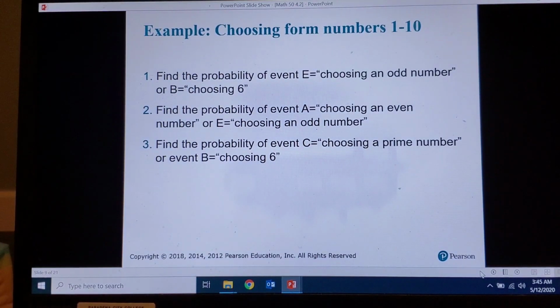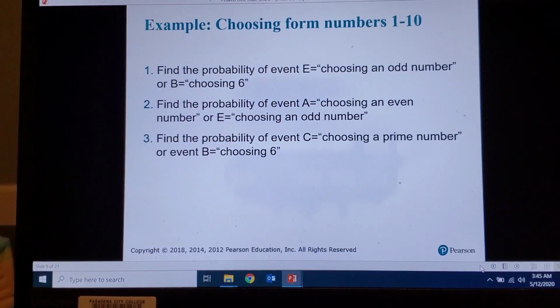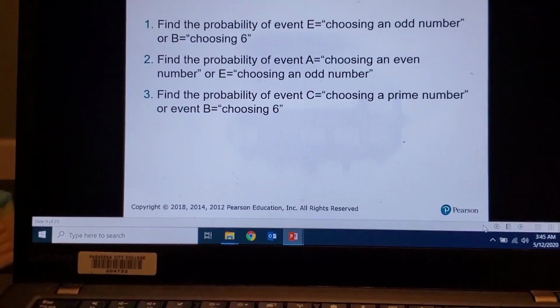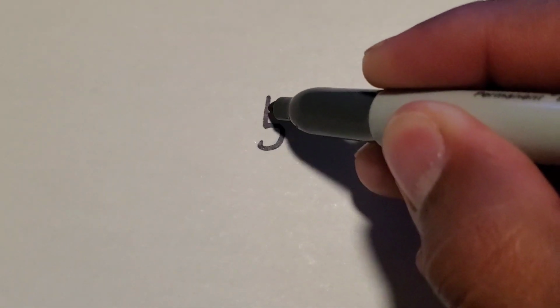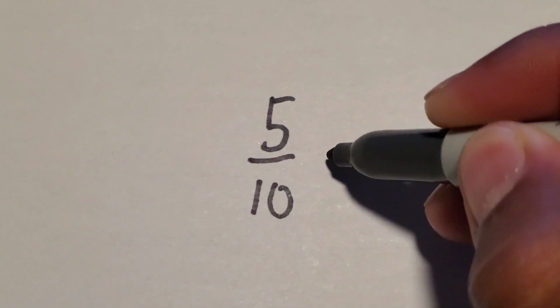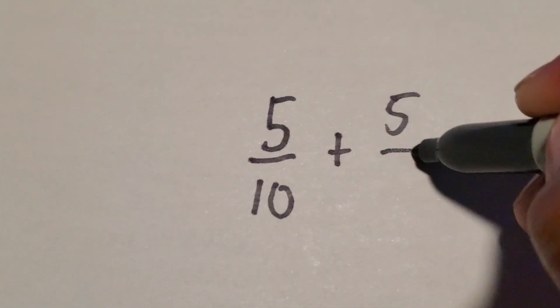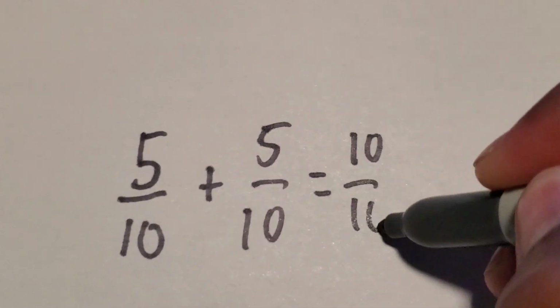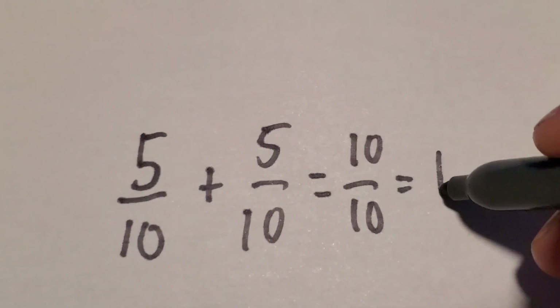Okay, so we did the first one already, but now let's look at the second one. Find the probability of choosing an even number or choosing an odd. So just like before, you want to ask yourself, are these joint or disjoint? Can the event be even and odd at the exact same time? And that can't happen. You either get an odd, so it's 5 out of 10, or you get an even, which is 5 out of 10. Which, when you add that together, you get 10 over 10, which is 1.